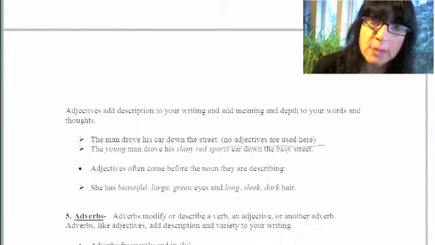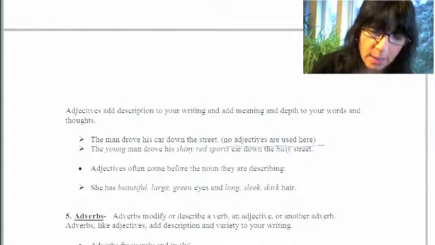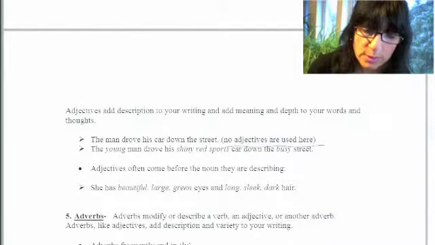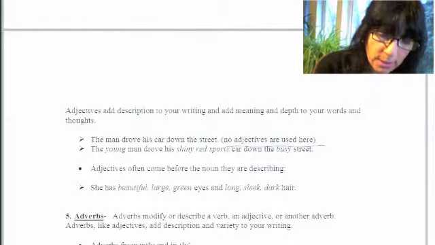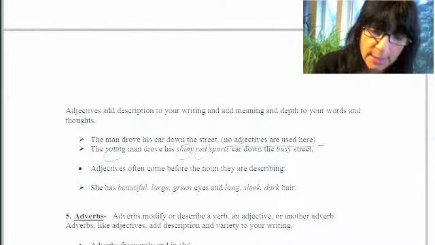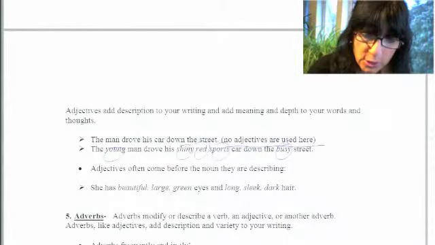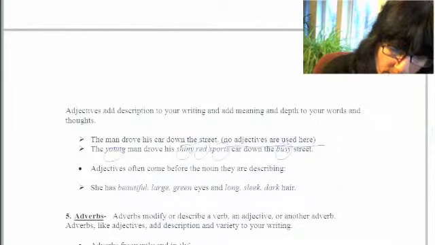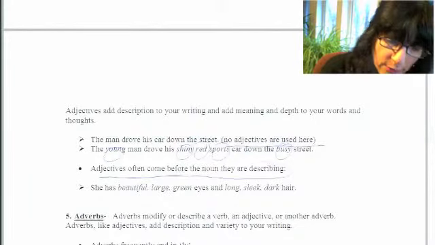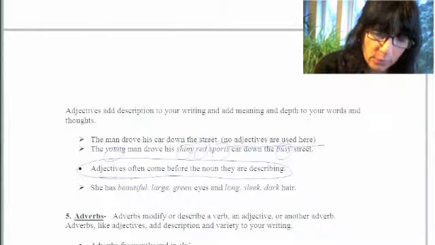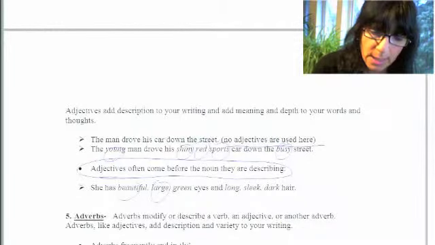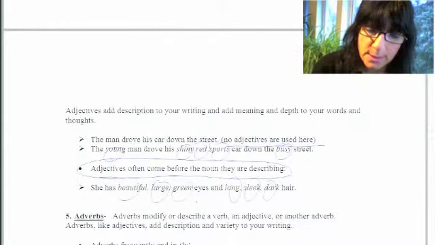However, if you were to add adjectives, look how you would spice up the sentence. The young man drove his shiny red sports car down the busy street. You've got young, shiny, red, sports, and busy. So all those add depth to your idea. Or in this example, keep in mind they also come before the nouns usually that they're describing. She has beautiful, large, green eyes and long, sleek, dark hair. So you've got 3 adjectives describing the noun eyes and 3 adjectives describing the noun hair, and they all come before the noun and they add depth to your sentence.